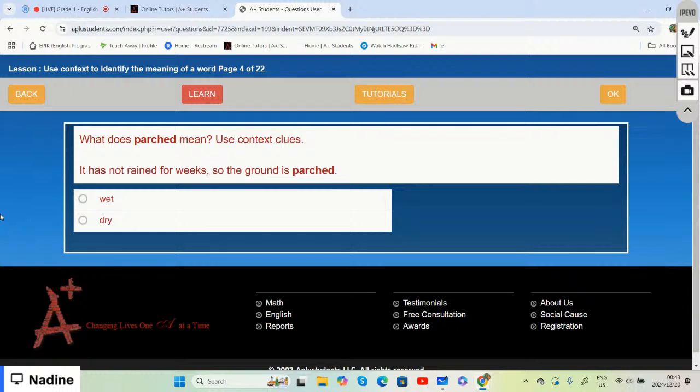All right, the next one says, what does parched mean? Parched. It says, it has not rained for weeks, so the ground is parched. Is parched wet or is parched dry? If it did not rain for weeks, is the ground going to be wet, option 1? Or is the ground going to be dry, option 2?